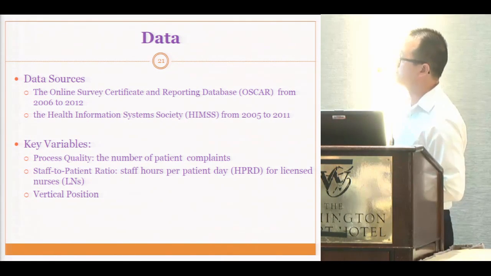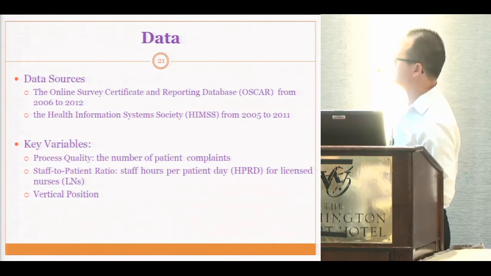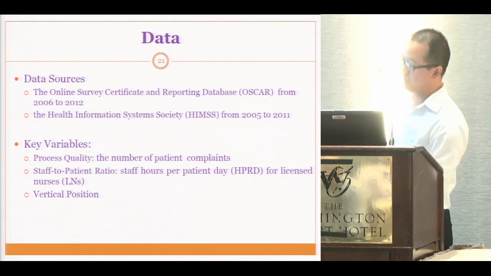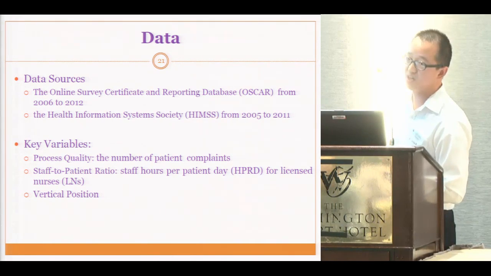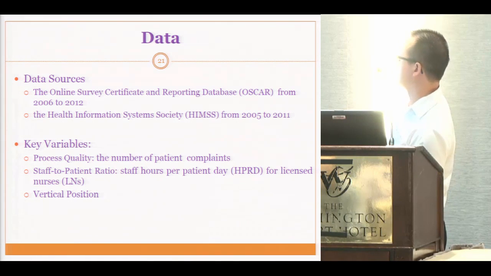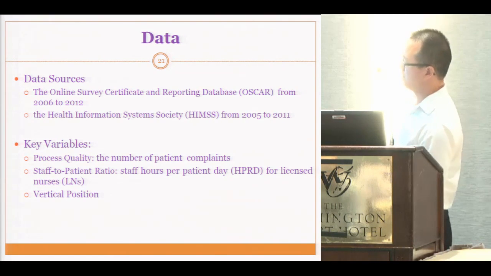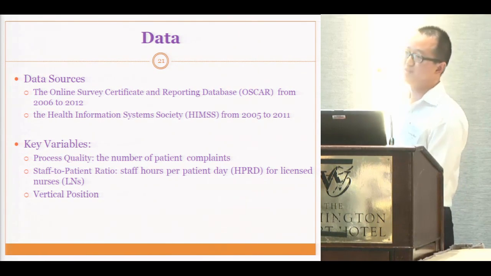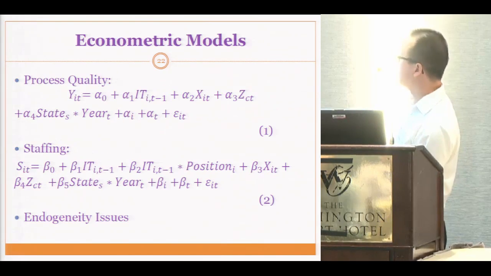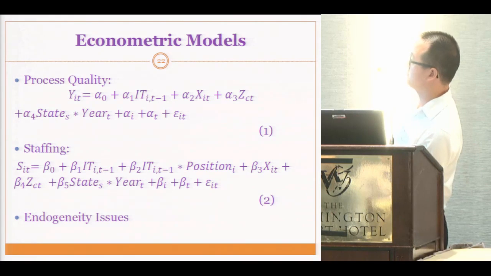Some of the key variables: we use process quality instead of outcome quality to measure the quality level. Later on in our robustness check, we also use some clinical outcomes. For the staff-to-patient ratio, we use staff hours per resident day, which is very standard in the nursing home literature, for licensed nurses. And we also extend to different types, like registered nurses only, for example. The vertical position, as I said, we measure by the initial distance between the staff-to-patient ratio and the state mandated minimum staff-to-patient ratio.